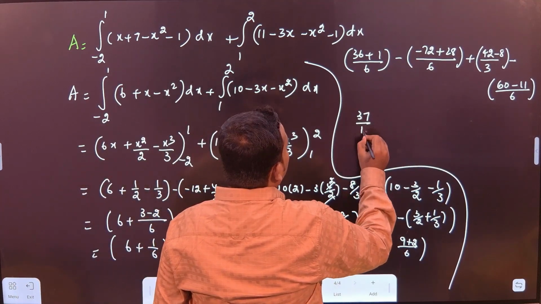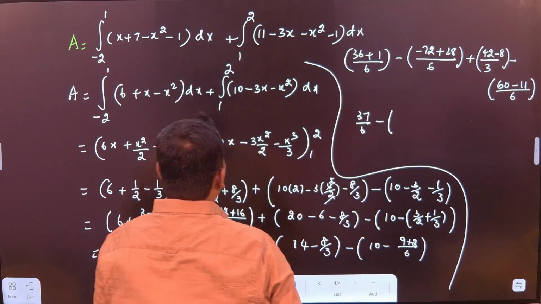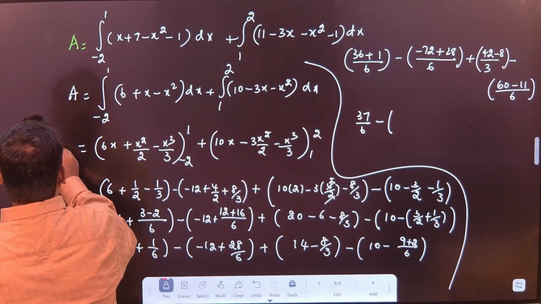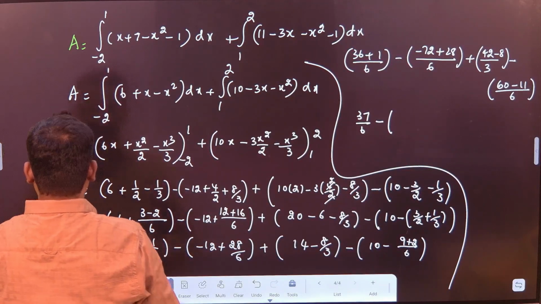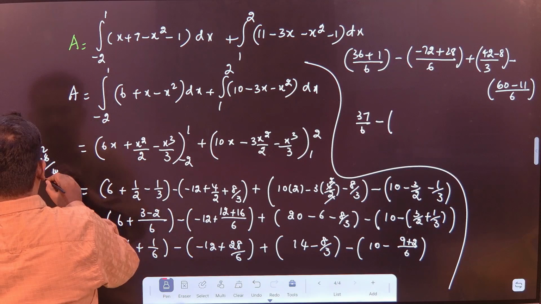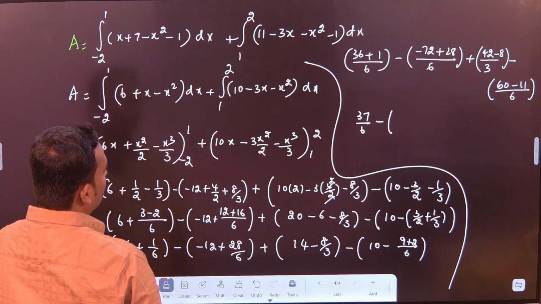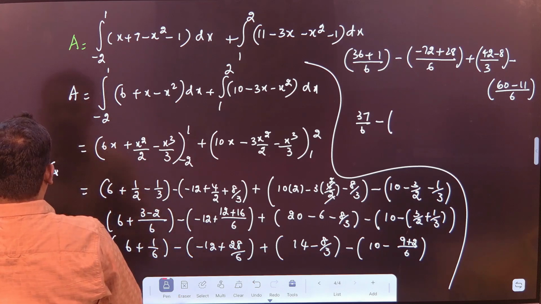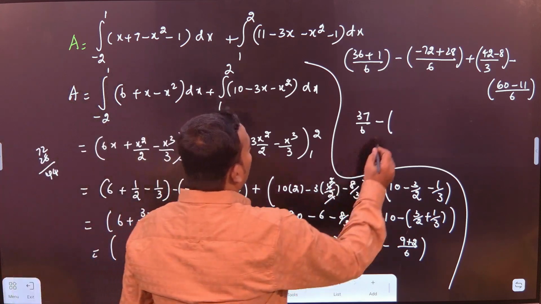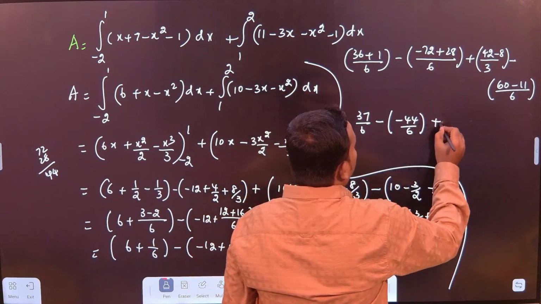37 by 6 minus 72. So 72 minus 28, how much will it be? 12. If you remove 8, it is 4, it is 6. So 44 will come. Minus 44 by 6. Correct? Check it once. 60, 72. Yes, correct. Minus 44 by 6 plus.